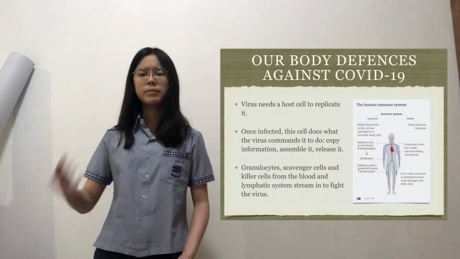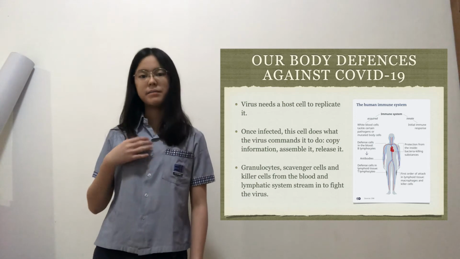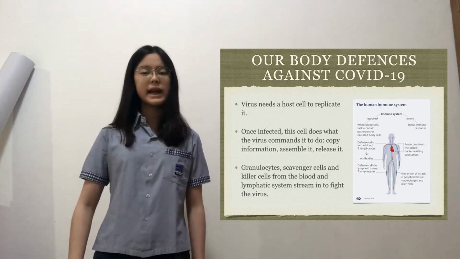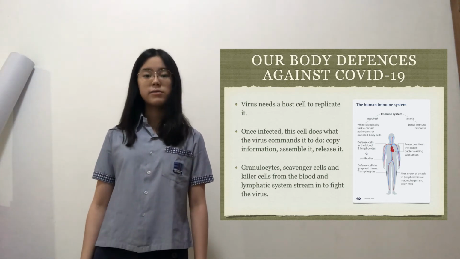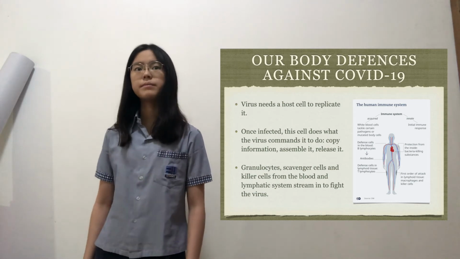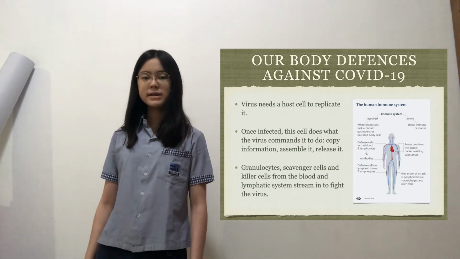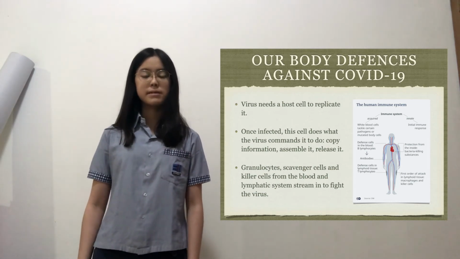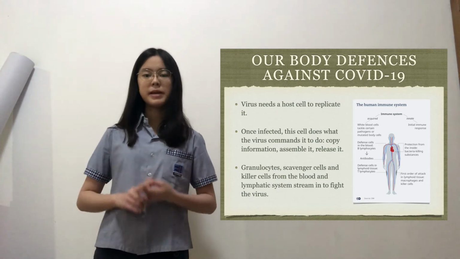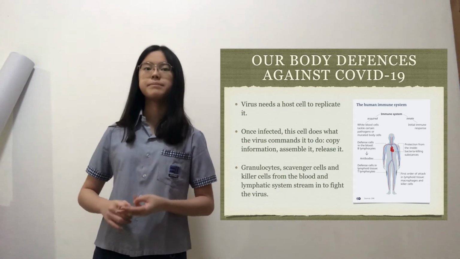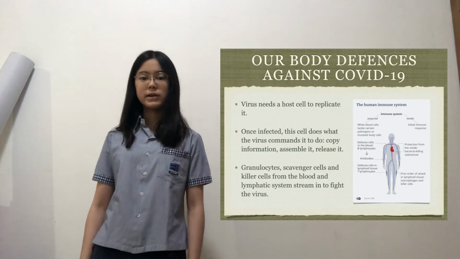So how does our body defend against COVID-19? The coronavirus is like any other virus. It needs a host cell to be able to replicate itself. Once the host cell is infected, the cell does what the virus commands it to: copy information, assemble it, and replicate it. But this does not go unnoticed.